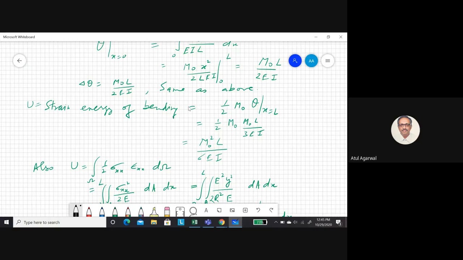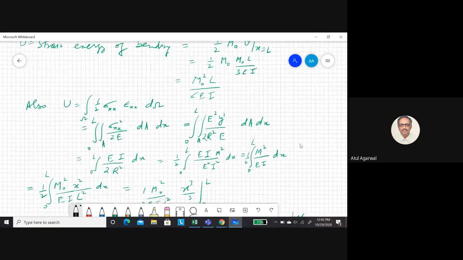Another method to find strain energy is this kind of an integration. This is a volume, so you write it as dA into dx, and you integrate. Sigma xx is nothing but Ey by r, so this squares, which you integrate over the cross-sectional plane. Y square dA integrated over the cross-sectional plane gives you I. Everything else is constant over the cross-sectional plane. So this is what you get: M square upon 2 EI, the strain energy of bending.